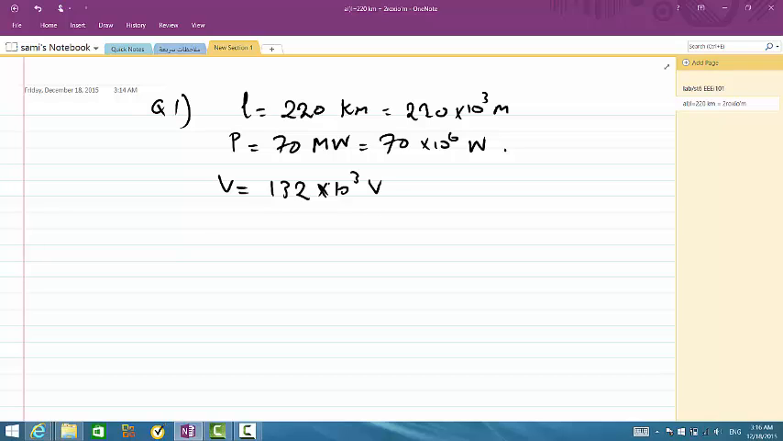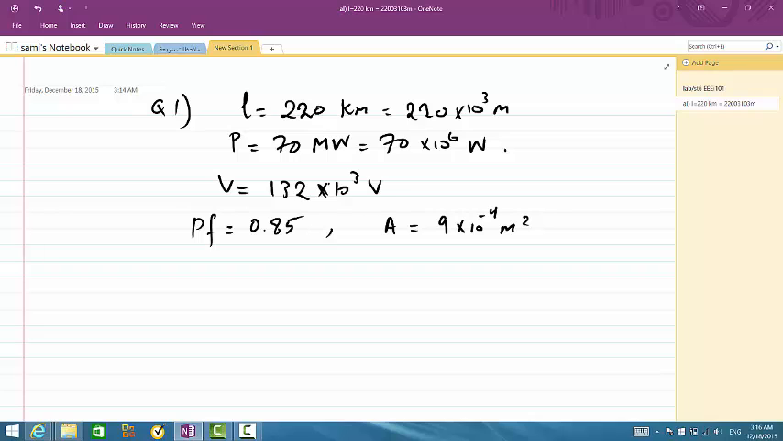The power factor of this system is 0.85 lagging. The conductors used in this line are made of aluminium and have a cross-sectional area of 9 square centimeters. So the cross-sectional area of the aluminum is 9 times 10^-4 square meters.